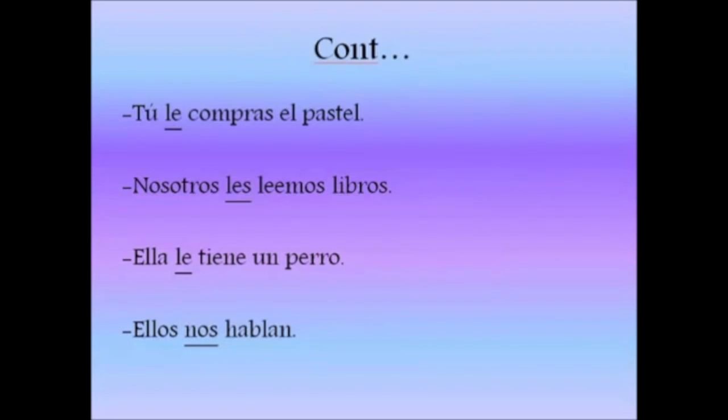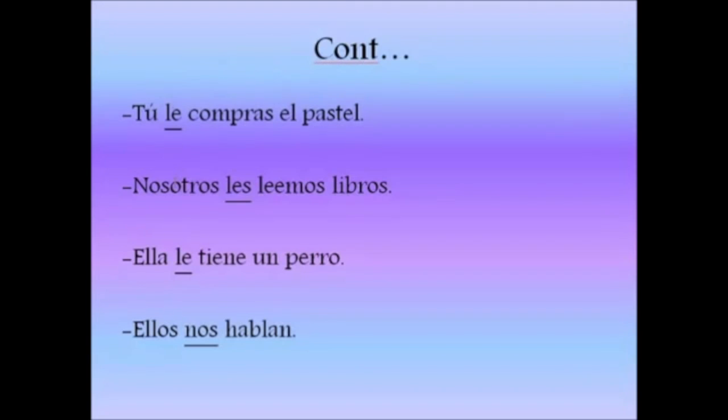But you can use indirect object pronouns to make your sentences shorter and simpler. So our first example, we had, you buy the cake for your friend. We can take out para tu amigo, since we do have our indirect object pronoun here. So tú le compras el pastel now is understood to say, you buy the cake for him, or for her.